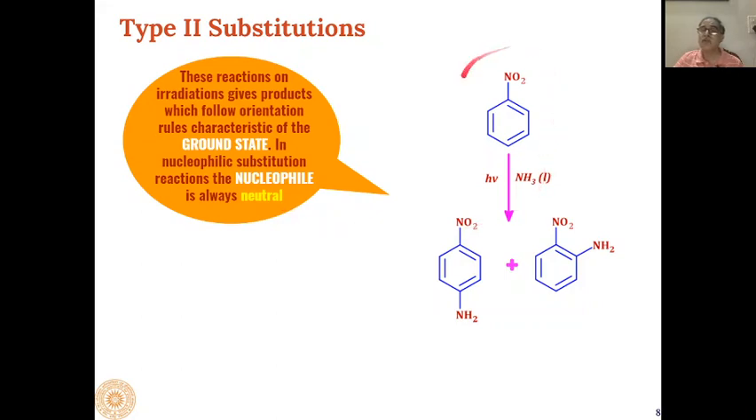So for example, when nitrobenzene is photoirradiated in presence of ammonia as the solvent, then the nitro group will act as a para directing or ortho directing group. In this case, because the nucleophile will be a neutral nucleophile, the orientation rules followed will be the same as in the ground state.